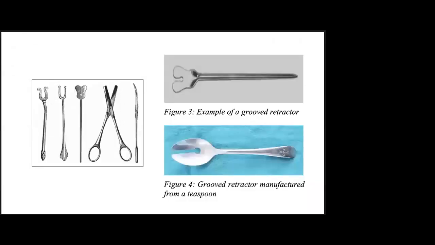of health professionals. There are various instruments used that have been dated back to 1666 in order to aid a tongue tie release. On Finger 4 is what we currently use at Red Cross, which is a grooved retractor manufactured from a teaspoon, enabled to assist adequate exposure during surgery.